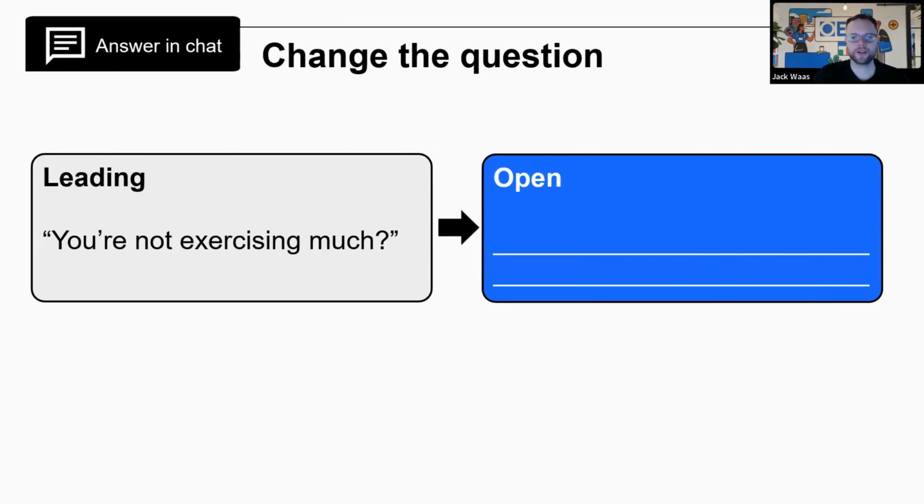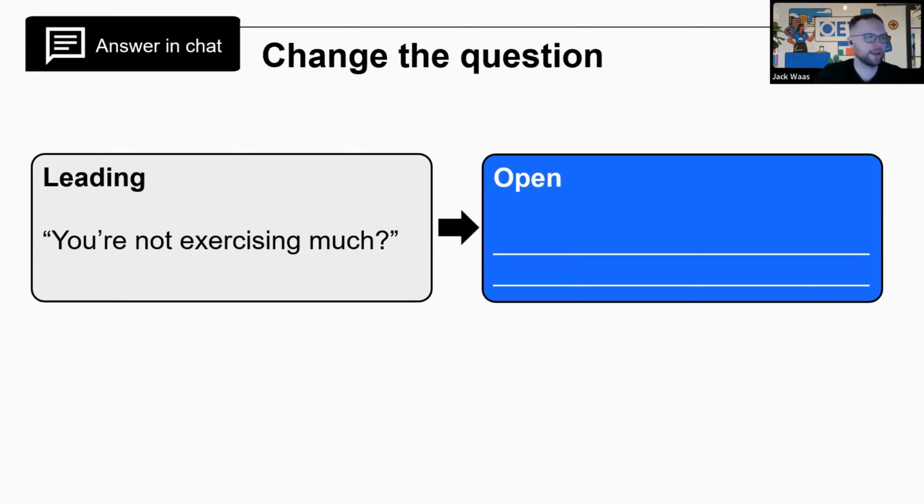Being aware of the type of questions you are asking is important, as you can easily change your questioning once you know what you want to do and what you should avoid. So let's think about how you would change this leading question to an open question. Okay, so we have: you're not exercising much. That's a leading question. It tries to lead them to answer in a specific way.